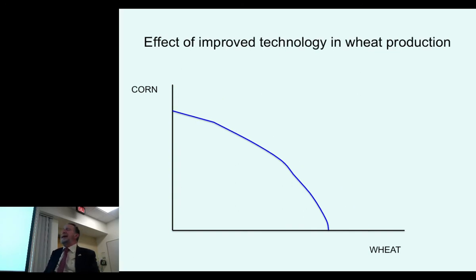How would the curve change if there is a change in technology that allows me to grow wheat less expensively and it doesn't affect the amount of corn?